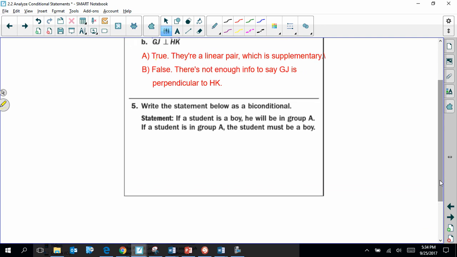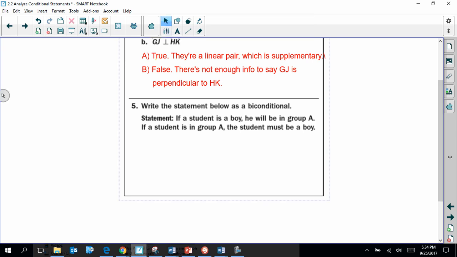Now, moving on to the last statement here, write a statement as a biconditional. So we have our statement: if a student is a boy, he will be in group A. So we reversed it and say if a student is in group A, then the student must be a boy. Now, for the time being, we have to think those statements are probably true. If a student is a boy, he's going to be put in group A. Okay, we'll take that as true. So if I reverse it, the converse in this case must also be true.